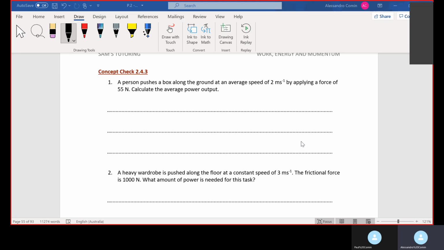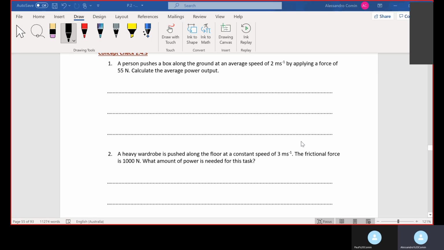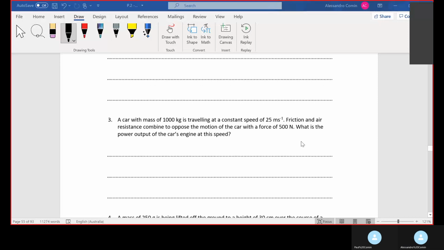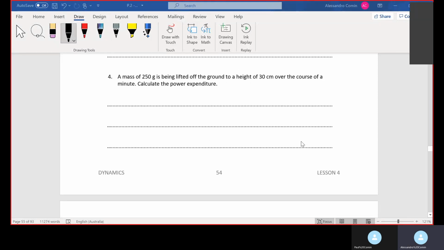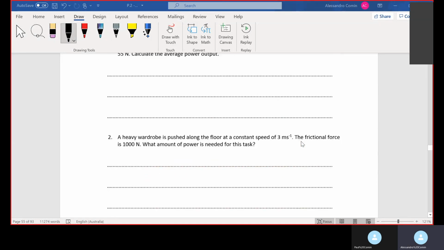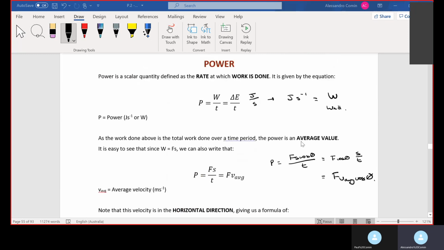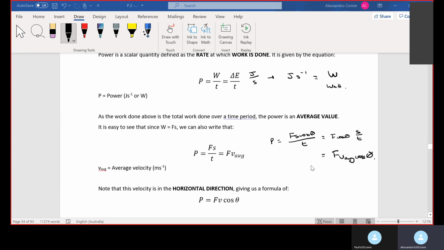Okay, question 1 shouldn't be too bad. It's just a formula. Question 2 shouldn't be bad either. Question 3 is good, and question 4, yeah. All these questions are very easy, just using the information that we can see on this page.